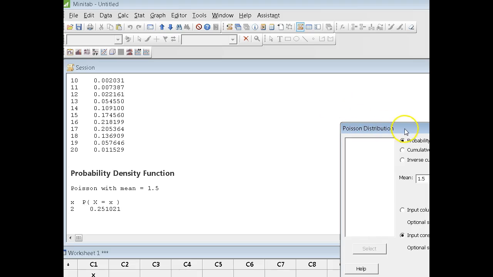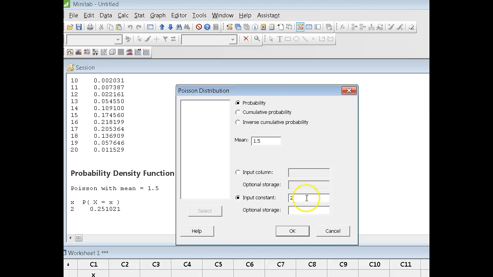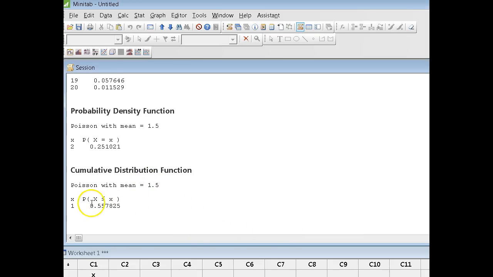In the second part of the question, we wanted to know the probability of less than 2, but keep in mind that less than 2 is the same as the probability of 1 or less. So I'm inputting 1 and changing my radio button to cumulative. Click OK, and I get the probability that x is less than or equal to 1. This includes my probability of 1 plus the probability of 0.